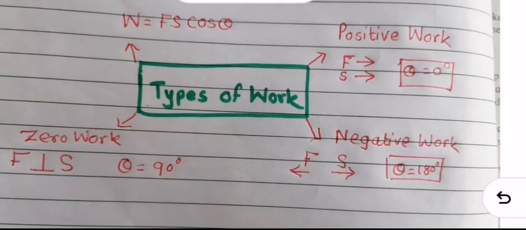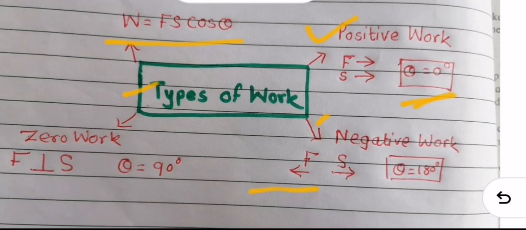Now we are going to see types of work. First of all, we know that the formula for work done is W is equal to FS cos theta. Then there are 3 types of work done: positive work, negative work and zero work. Now we see what we mean by positive work. If, नीट लक्ष देऊन पहा, if the direction of force and direction of displacement is same, means theta is equal to 0, then work is said to be done and it is positive work.